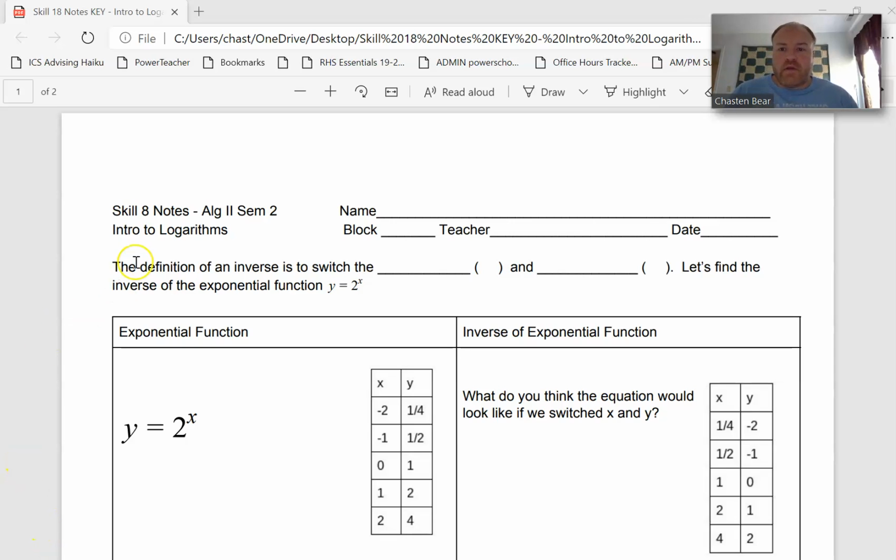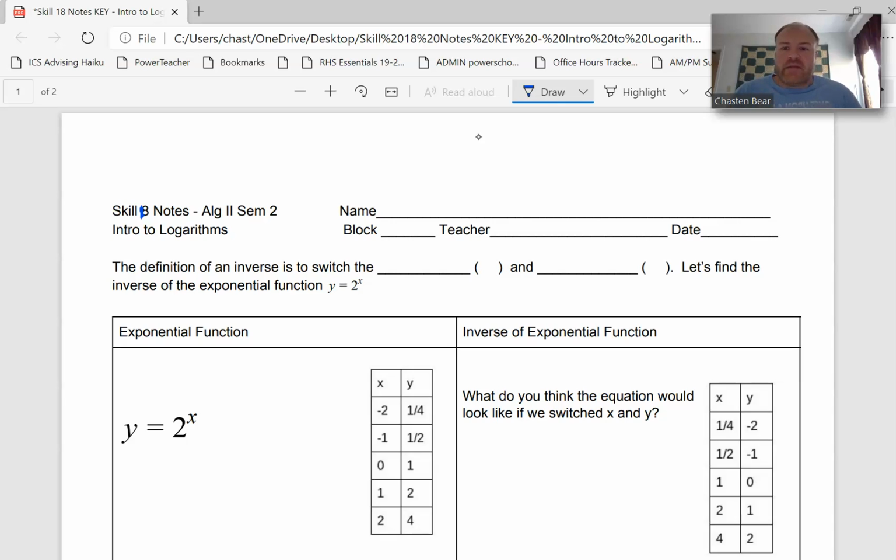Hello, students. Welcome to, this should say Skill 18 notes, not Skill 8. Whoops. All right. We've gotten way far into this semester, so we should definitely be way higher than Skill 8.